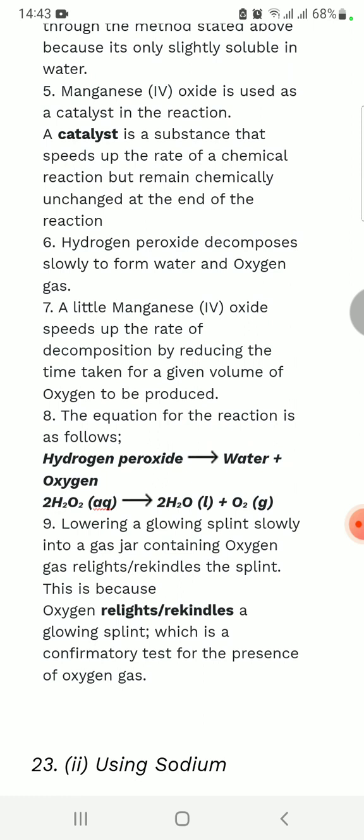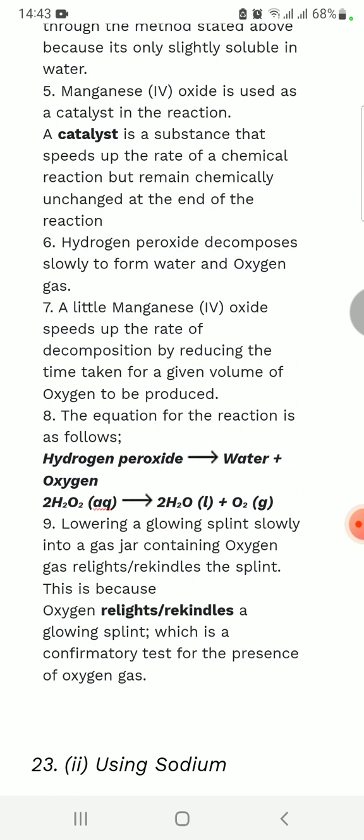Okay, here is the reaction equation. We have hydrogen peroxide, which decomposes to form water and oxygen. As you can see below, after the equation there is H2O2, which gives you water and oxygen.